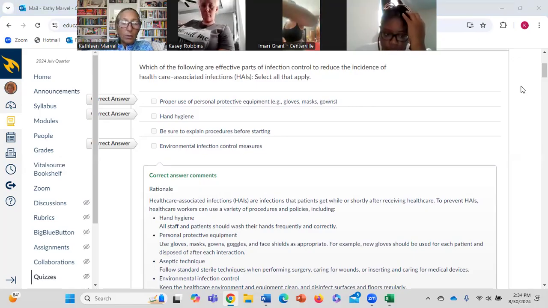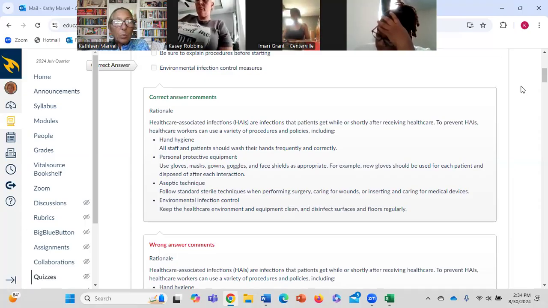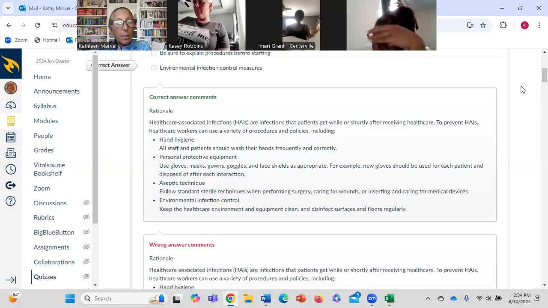Okay, so let's look at the rationale here. It gives you a nice scenario, a nice synopsis of what healthcare associated infections are. They are infections that patients get while or shortly after receiving healthcare. To prevent healthcare associated infections, workers can use a variety of procedures and policies, including, I took this right from your reading, okay? Good hand hygiene, right? We know that we're always told that staff and patients should wash their hands frequently and correctly. Use of PPE, maybe gloves, masks, gowns, goggles, face shields, or a combination of everything.